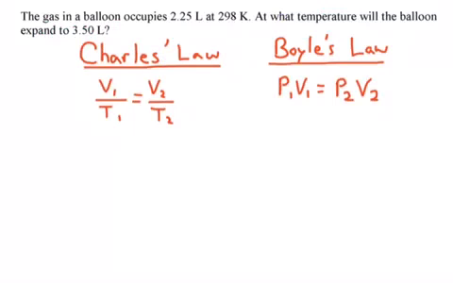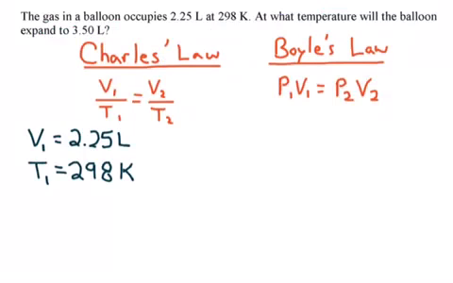So the first thing I do is I write down everything that's given to solve this problem. So I have a V1, so a first volume that's equal to 2.25 liters. And I'm also given temperature 1. So this temperature applies to this volume. So I'm going to call this T1. T1 is equal to 298 Kelvin.